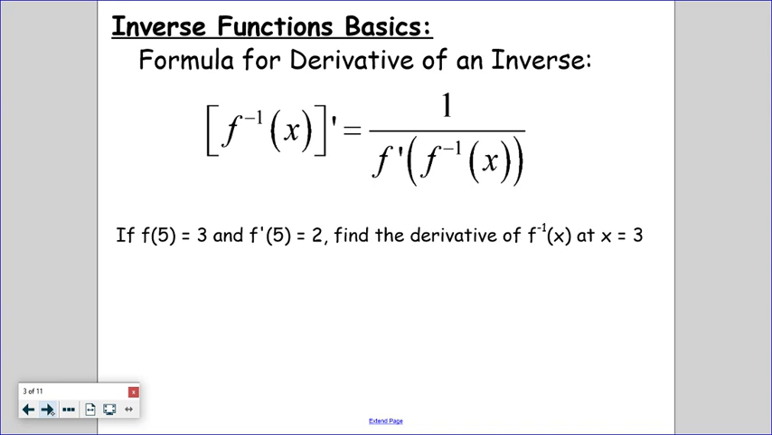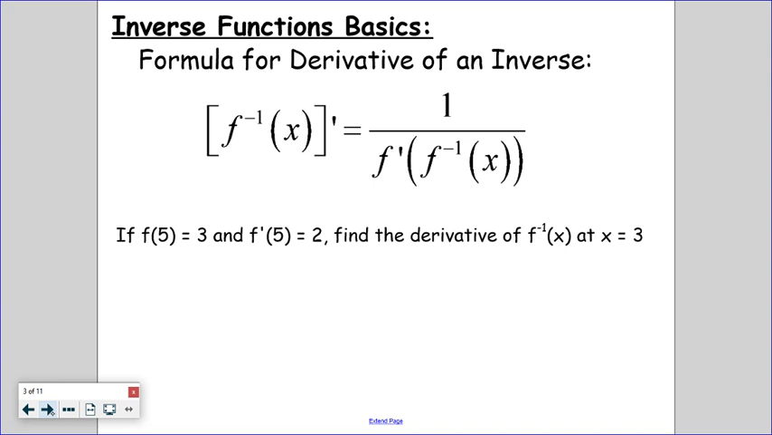So looking at an example here, we have some information given to us at the beginning. They tell us a little bit of information about our original function. The function at 5 is equal to 3. F of 5 is 3. They tell us the derivative at 5 is 2. We're supposed to find the derivative of the inverse of that function at x equals 3.